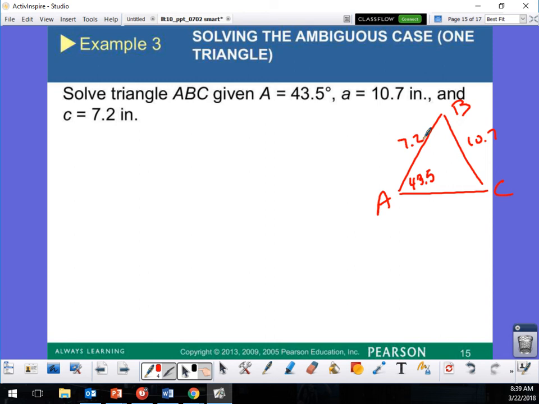All right, so now let's go ahead and set it up. So it's going to be 10.7 over sine of 43.5 is equal to 7.2 over sine of C. So right now, practice that, please. Enter that. Solve for C.